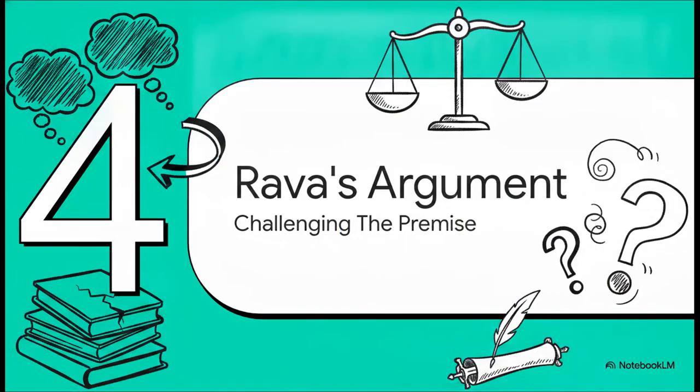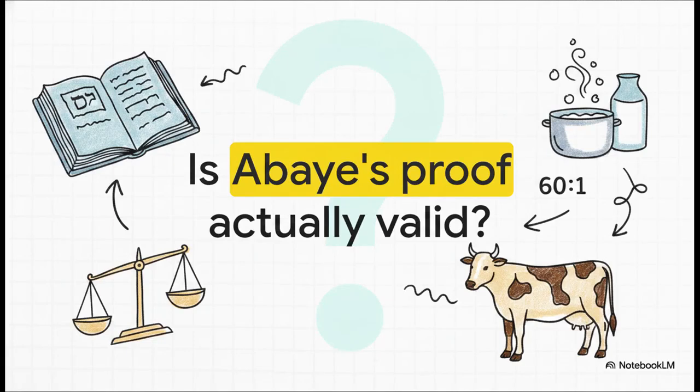That takes us to section 4, Rava's counter-arguments. So Abaya has laid down this masterful, airtight deduction. But then a colleague named Rava steps in to challenge the entire premise. The question on the table now is simple, but really profound. Is Abaya's proof actually valid?